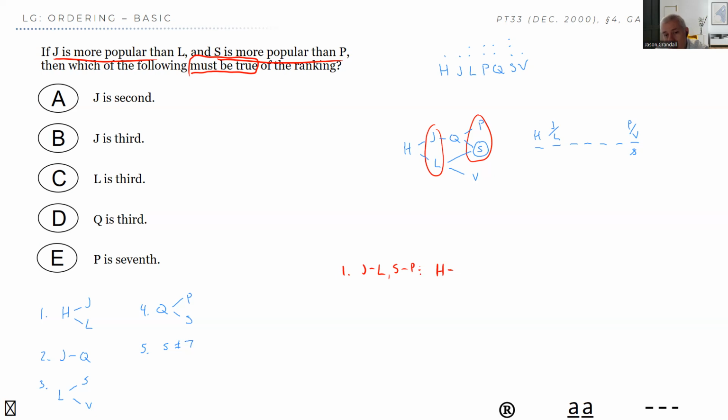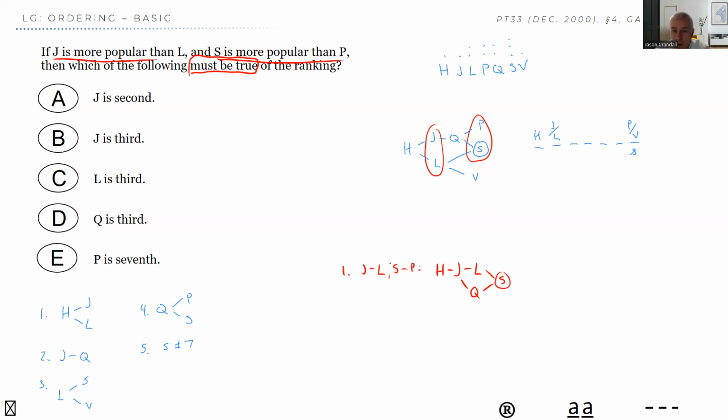H before J and L, so H before J, then before L. This doesn't tell me anything about Q. Q is unchanged here. So the only thing I still know about Q is that J is before Q. I get to S, and L and Q are still both before S. So I'm going to make sure that they converge there.